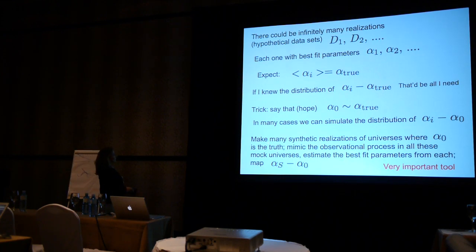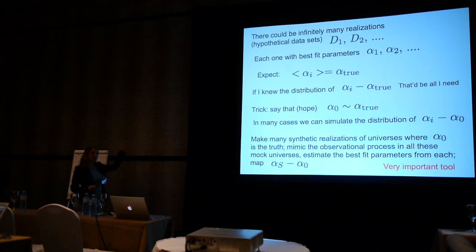So the game is: make many synthetic realizations of universes where alpha 0 is indeed the truth, like if it was alpha true. Mimic the observational problems in all the details, in all these mock universes, estimate the best fit parameters from each, and map the distribution of alpha simulated on this mock universe minus alpha 0. And this should give you an estimate of this distribution, which is what you wanted to know at the beginning.